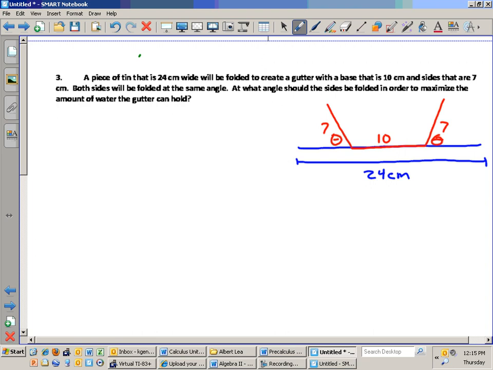My basement flooded last year. If you would have known this, we could have saved your basement. Oh, next time you walk outside, you see some gutters. You're going to tell the homeowner, I could help you with those. I could maximize the volume. So let's do it.